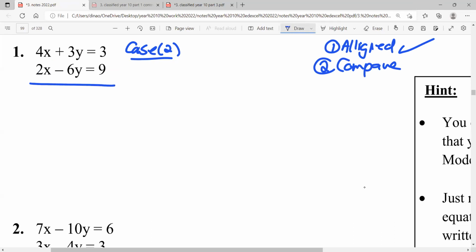By comparing the coefficients, you can see the coefficients of x are 4 and 2. The coefficients of y are 3 and 6. So basically, as you can see, no letter has the same coefficient up and down. When we did the comparison, we found that no letter has the same number on top and bottom.